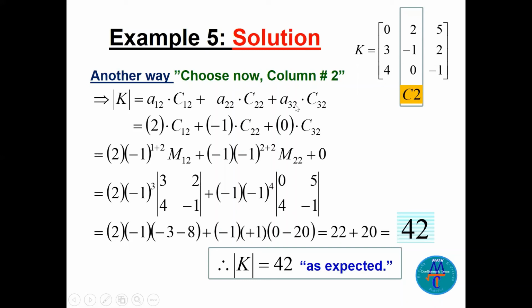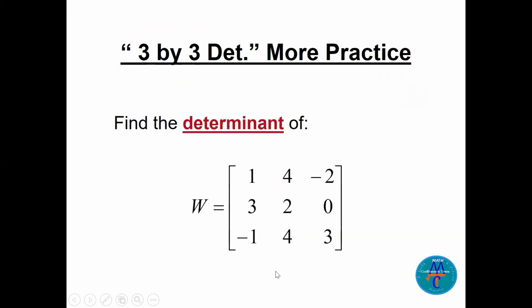Now there's a 0 there. I don't find capital C32, because that's a 0. So I only find capital C12 and capital C22. You can find it, check the numbers, and at the end, as expected, we should find 42, because the determinant is a unique number. Every matrix has only one determinant, a real number.